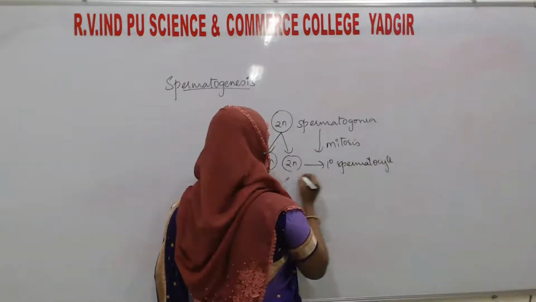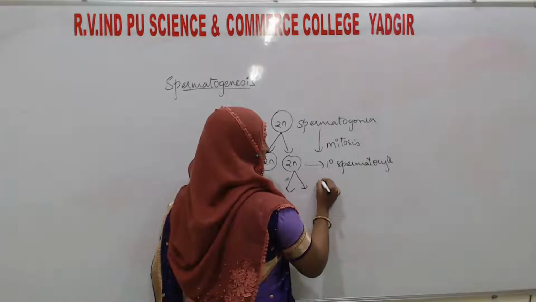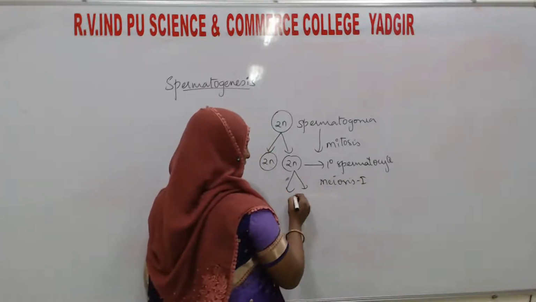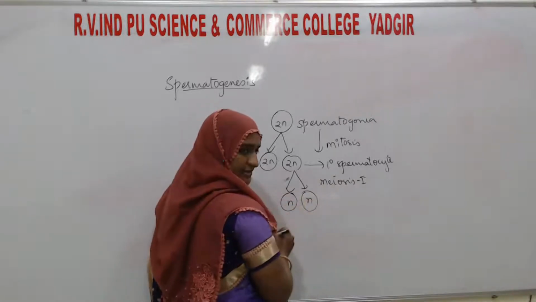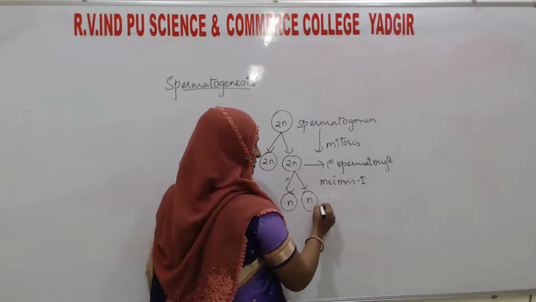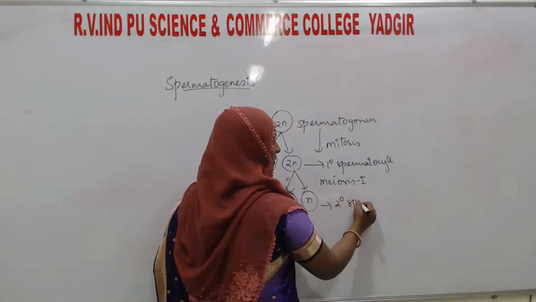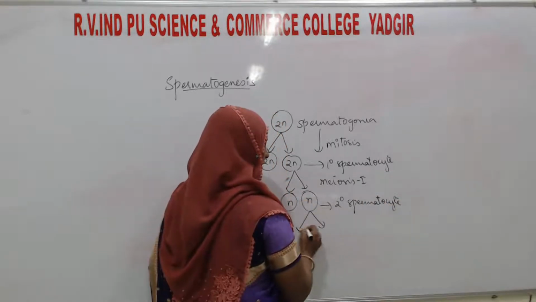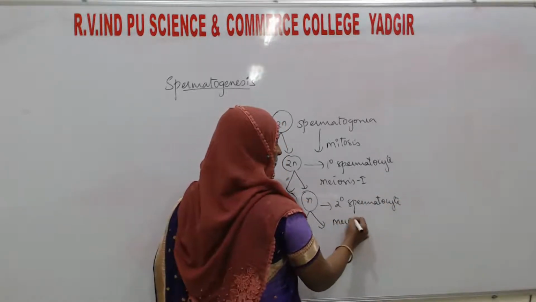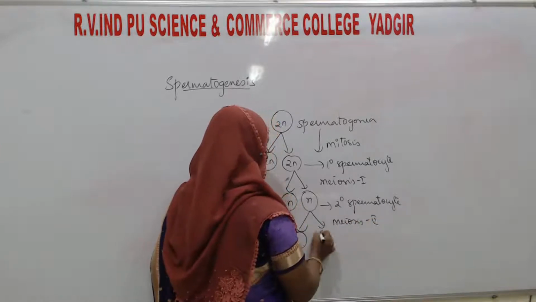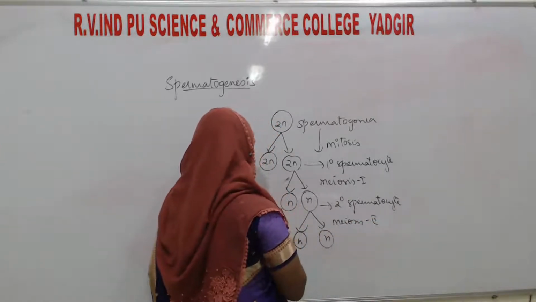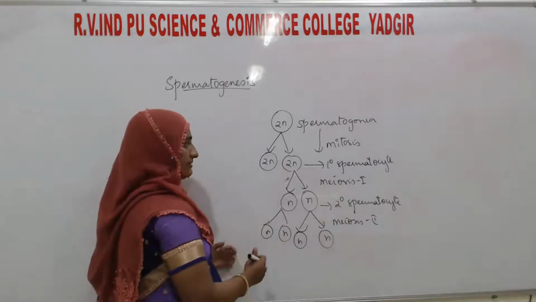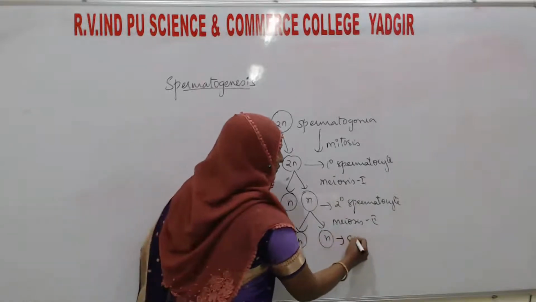This will undergo the next division, meiosis 1, which forms two haploid cells. These haploid cells we call the secondary spermatocyte. Again, this secondary spermatocyte undergoes the second meiotic division to form four cells with haploid chromosomes. These four cells we call the spermatids.